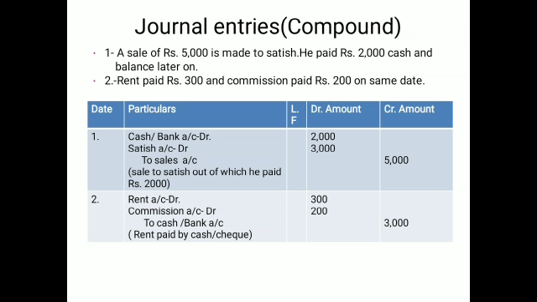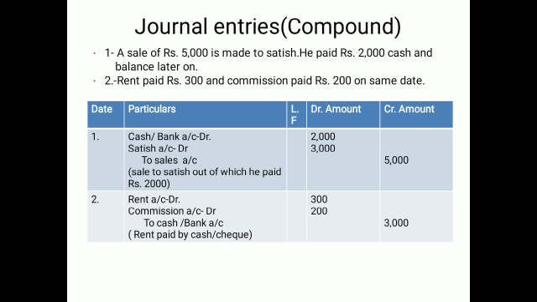Sale has been made for 5,000. Money is coming 2,000 and the credit transaction is the rest, 3,000. So the cash or the bank will be debited with the 2,000 and the Satish account will be debited with the 3,000 and the sale will be credited with the 5,000. So this entry is a combination of two entries.